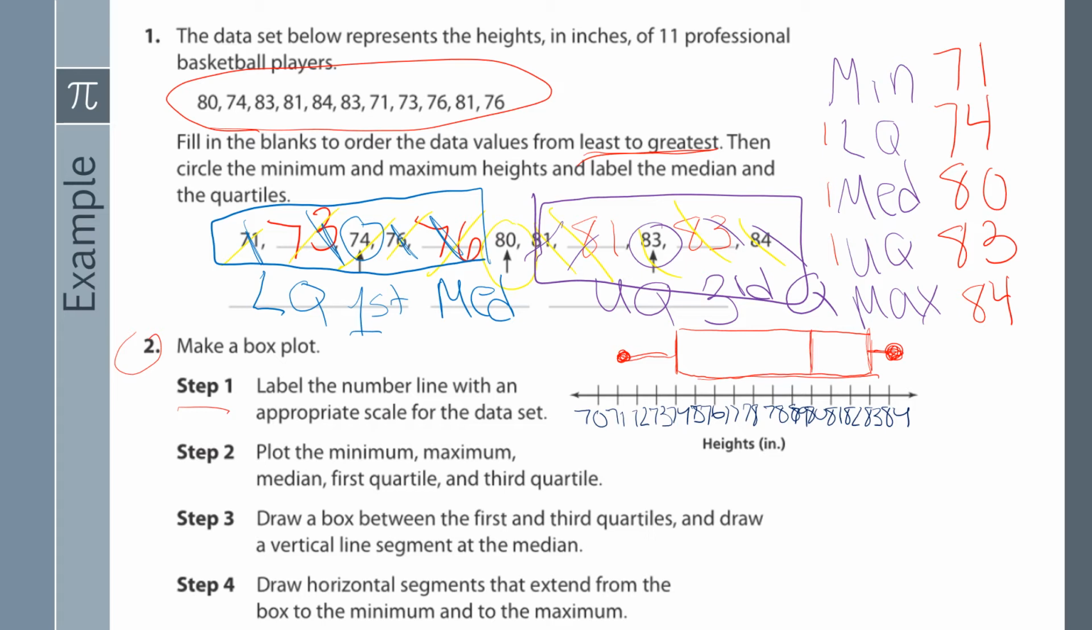So this is a little bit more difficult to do on here, but you get the idea of where these points go. So you would have a dot at the minimum and the maximum, and then you'd have those vertical lines for the lower quartile, median, and the upper quartile. And then that's your box plot.